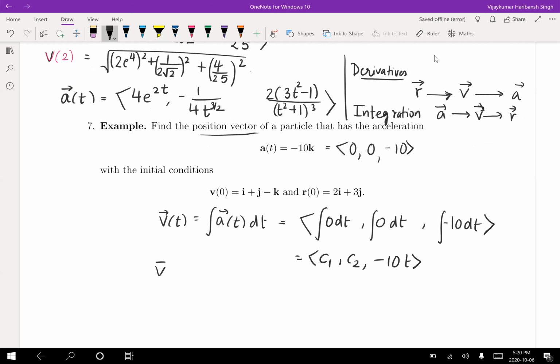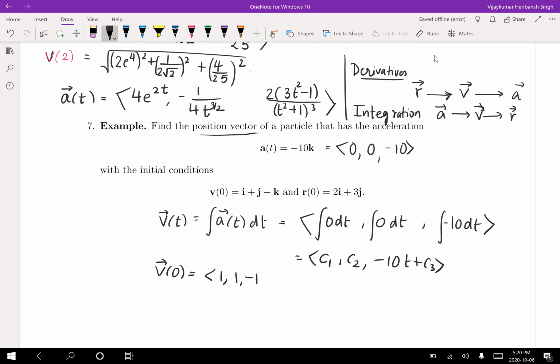So we are given v of 0 equals 1, 1, minus 1. And for the third one also we'll have a constant of integration. So let's say C3.